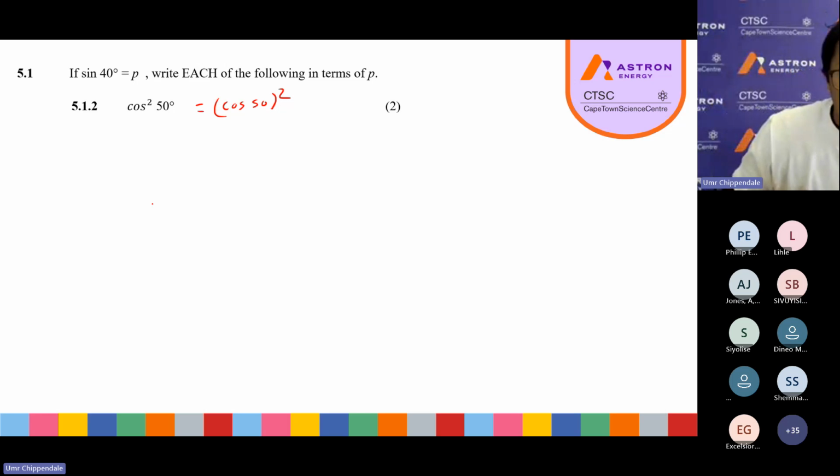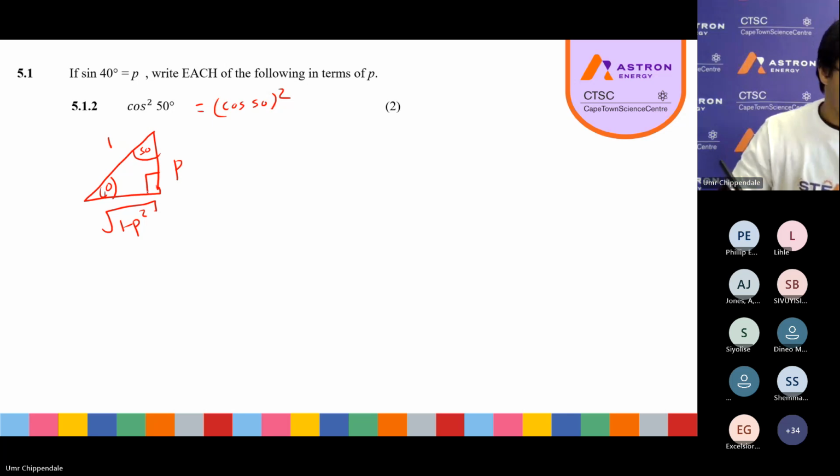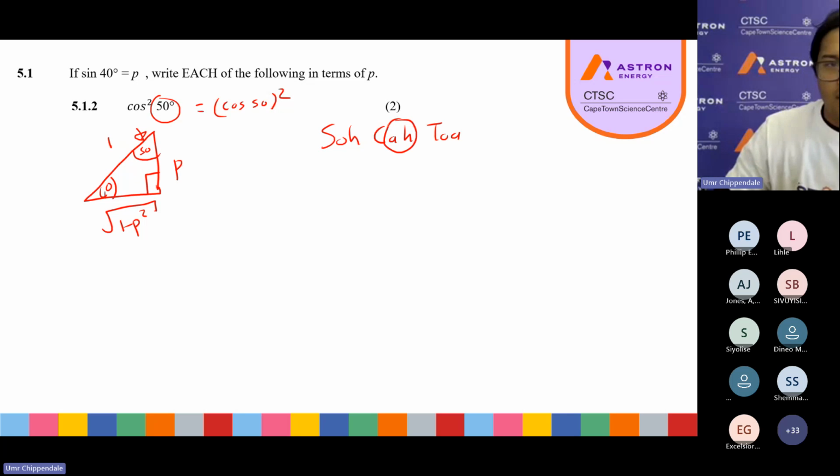Now, for those that didn't write it down, let me write it down again so everyone can follow along. So remember, this was our 1 minus P, this was our P, and this was our 1, 40, 50, 90. Right, so we have it like this. Now, there we can already see, perfect, we have a 50 here and we have a 50 here. We know when it comes to cos, it's always adjacent over hypotenuse. And we remember that with SOHCAHTOA. So we know it's adjacent over hypotenuse.